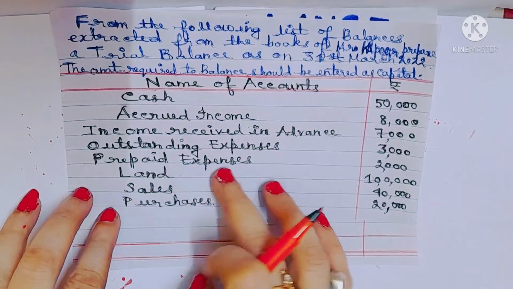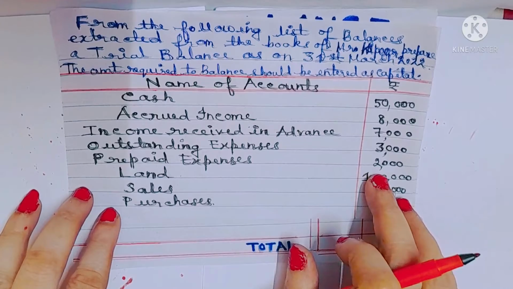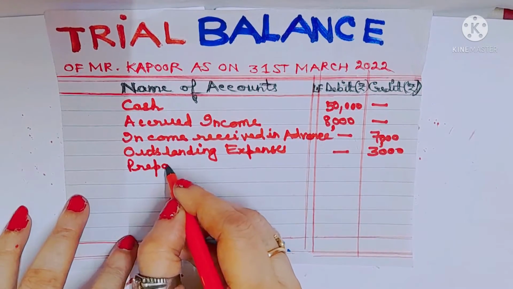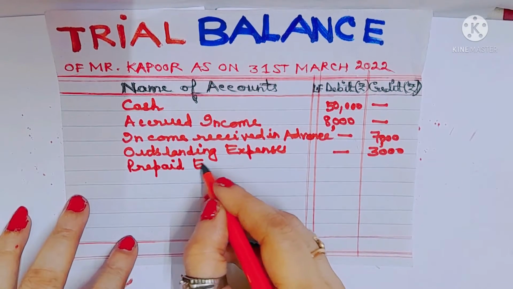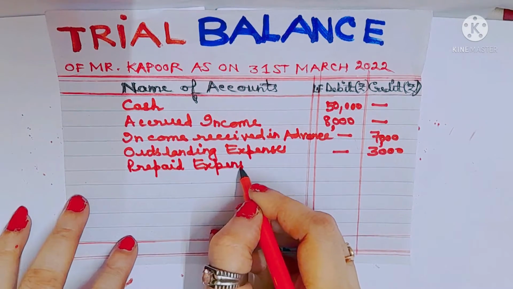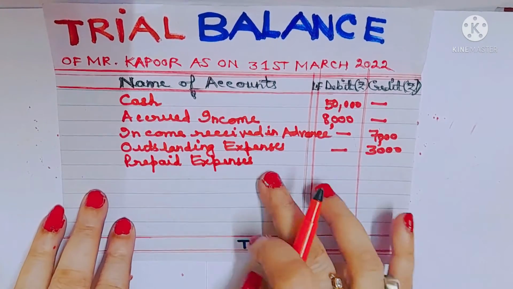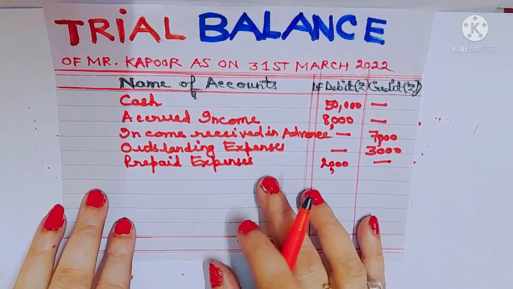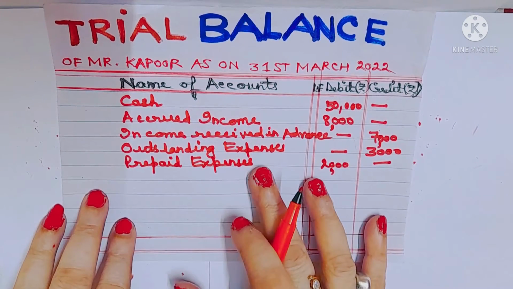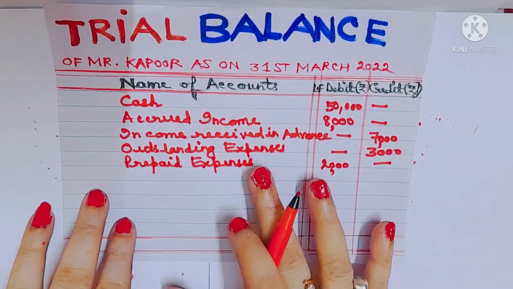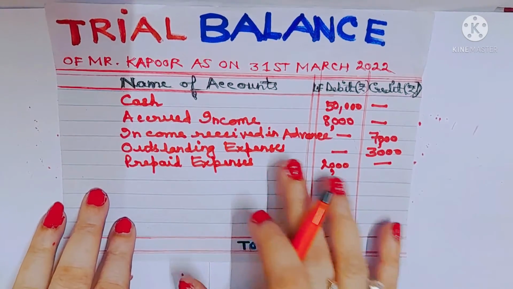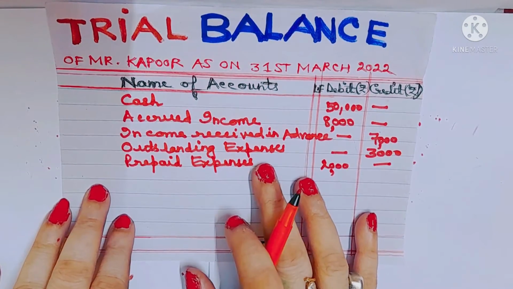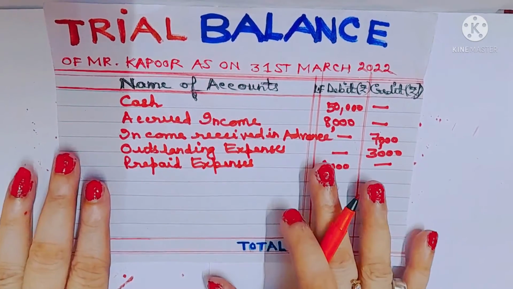The next account is prepaid expenses, 2,000. Let's write prepaid expenses. Prepaid expenses is a debit balance. So we are writing 2,000 in the debit column. Why is prepaid expenses a debit balance? Because prepaid expenses comes under personal account. According to personal account, the receiver of the benefit is debit. Here, prepaid expenses is the receiver of the benefit. So prepaid expenses will be debited. Let's see the next account.